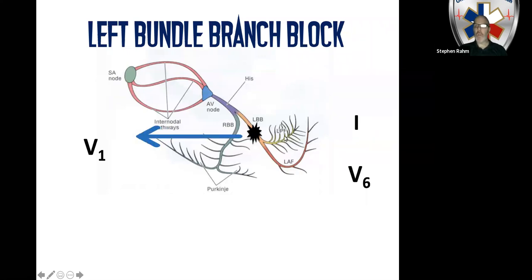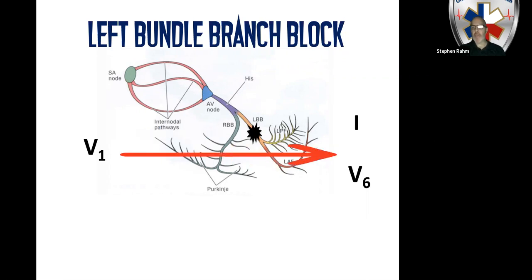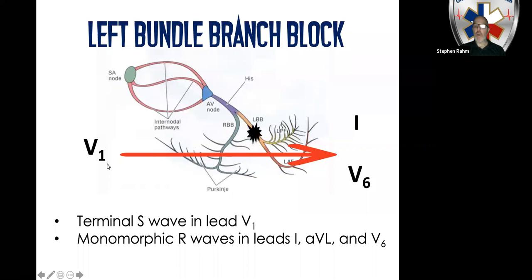So your initial force in this case is from left to right. The terminal force, however, is from right to left, unlike with a right bundle branch block where the terminal force was from left to right. So anytime the terminal force is moving away from your V1 lead, you're going to get a terminal S wave in lead V1. Unlike with a right bundle branch block, where the terminal force was moving towards V1 and you would get a terminal R wave. So with a left bundle branch block, you have a terminal S wave in lead V1.